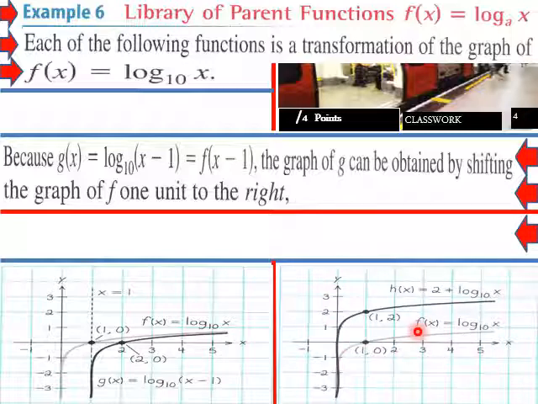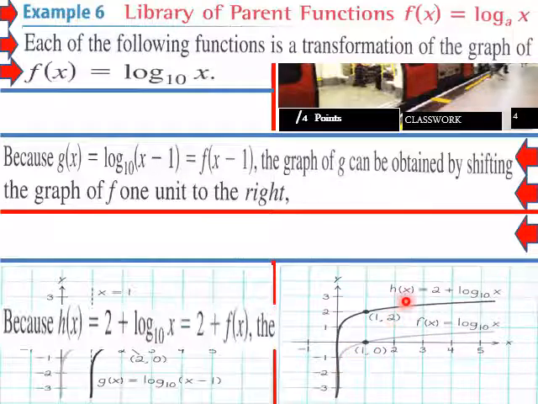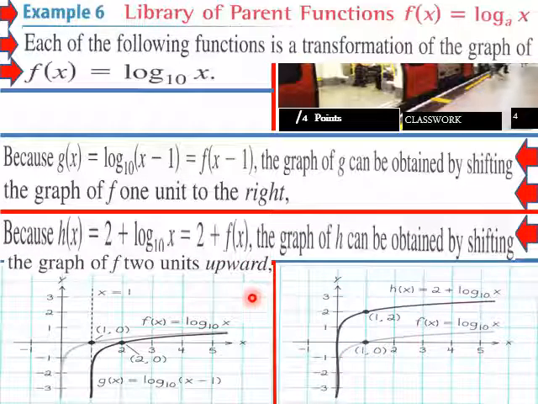So we've shifted it 1 unit to the right. Here it is again, a little bit closer examination of it. And then h of x is 2 plus log base 10 of x, equals 2 plus f of x. So the graph of h can be obtained by shifting the graph of f 2 units upwards. It has the same general shape, but it's just shifted up 2. That's the difference here.